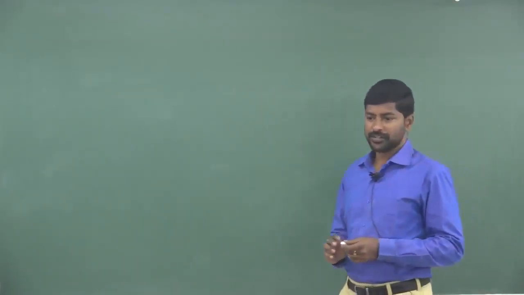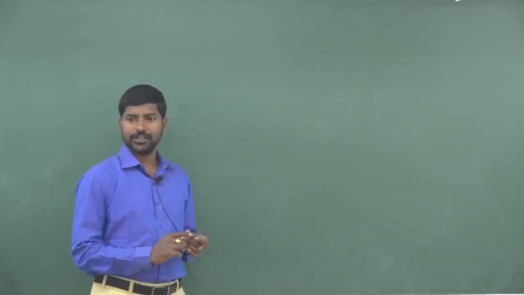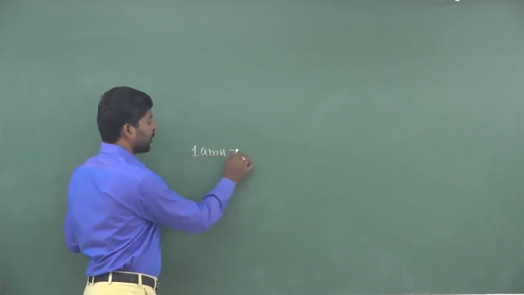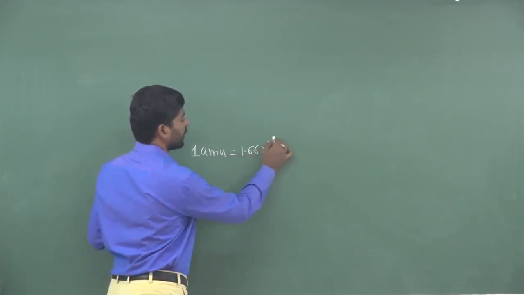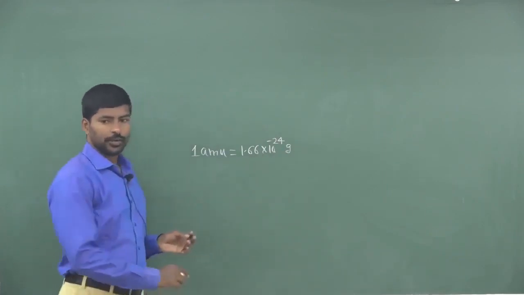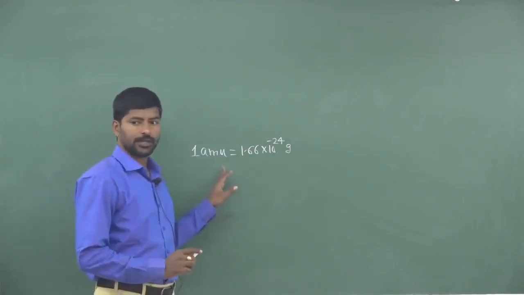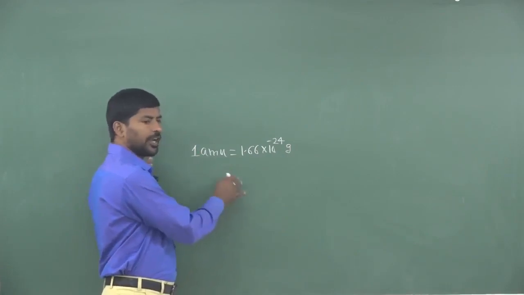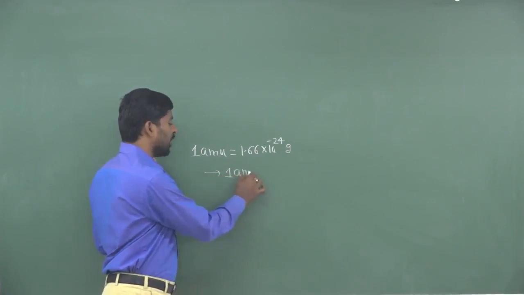In the last class we discussed the mole concept and the atomic mass unit. What is one atomic mass unit? One atomic mass unit is equal to 1.66 into 10 power minus 24 grams, or in kgs it is 1.66 into 10 power minus 27 kgs. For example, what is the mass of one hydrogen atom? The mass of one hydrogen atom is one atomic mass unit.